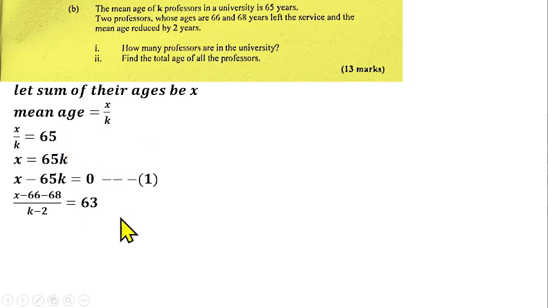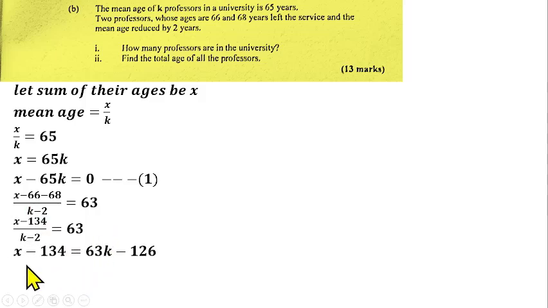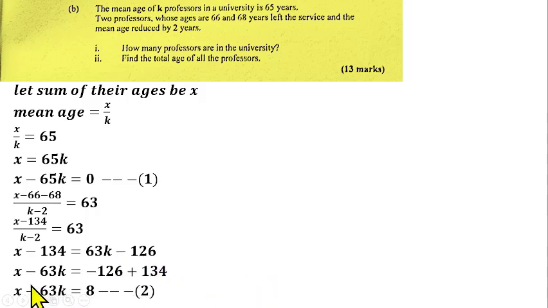So that means 65 minus 2 gives us 63. Then if you simplify this further, that gives us s minus 134 over k minus 2 equals 63. From there, collect like terms or cross multiply. If you cross multiply, 63 will multiply k minus 2, so that gives us 63k minus 126. Take the like terms as well. s minus 63k equals minus 126 plus 134. So that should give us s minus 63k equals 8, equation 2.